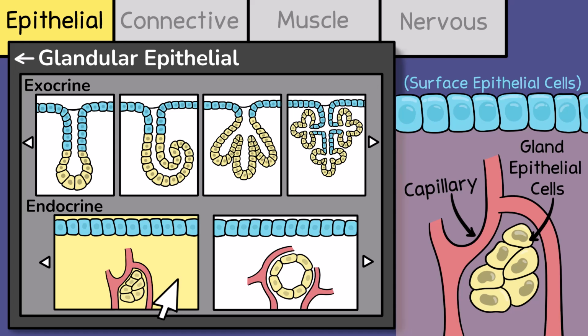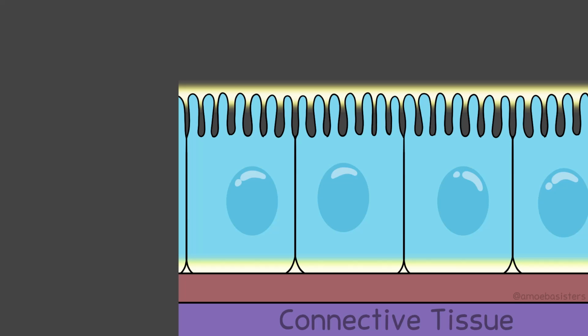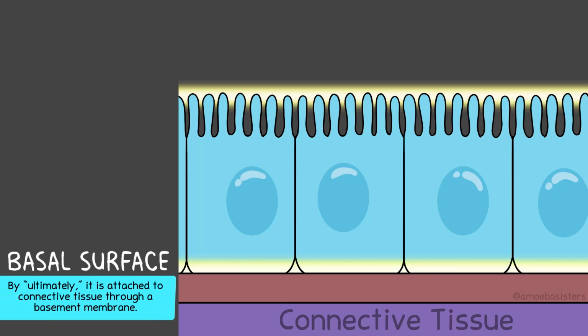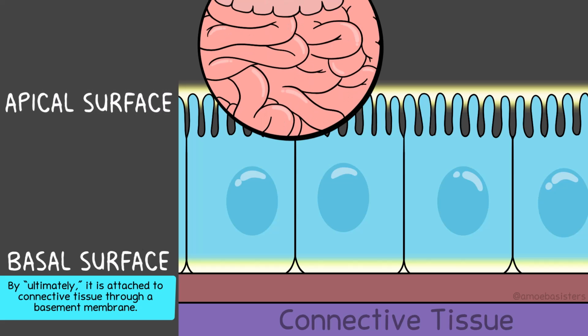Let's talk about function now for epithelial tissue. We need to introduce its polarity to help. When we say polarity here, we are referring to 2 different surfaces in epithelial tissue. You have one surface called the basal surface. It is ultimately attached to connective tissue. Then you have another surface, the apical surface. That is the exposed part. It might be lining an organ, or in the case of skin, maybe outside of the body.